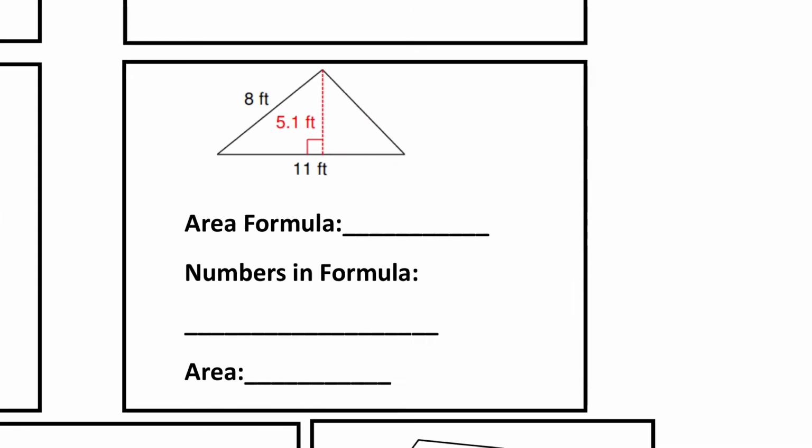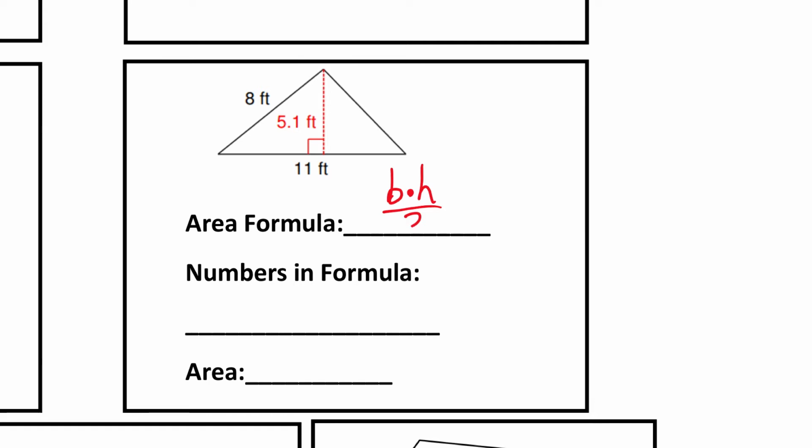All right, next one. How are we going to find the area of this shape? Base times height divided by 2. For a triangle, base times height divided by 2. So what am I going to use on this one? 11 times 5.1 divided by 2. Is what? 28.05 square feet.